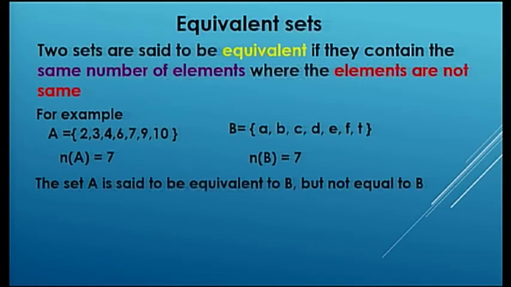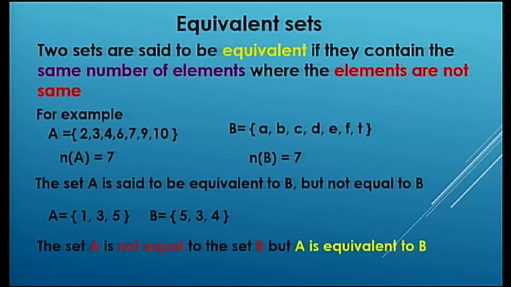Remember, equivalent sets mean sets having the same number of elements. Here also, we have set A consisting of elements 1, 3, and 5. Set B, we have 5, 3, and 4. The elements are not the same, but we have the same number of elements in both sets. So A is not equal to set B, but A is equivalent to B.